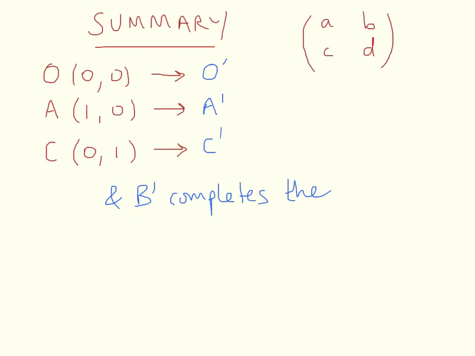So here's a summary of our shortcuts. Whatever the transformation is, the origin stays in the same place. The first column of the matrix tells us where the point 1, 0 finishes up, and the second column tells us where the point 0, 1 goes to. And the fourth point, B, completes the shape into a parallelogram. The best way to prove that formally is to use vectors from C4. So that means we don't need to do matrix multiplication at all.